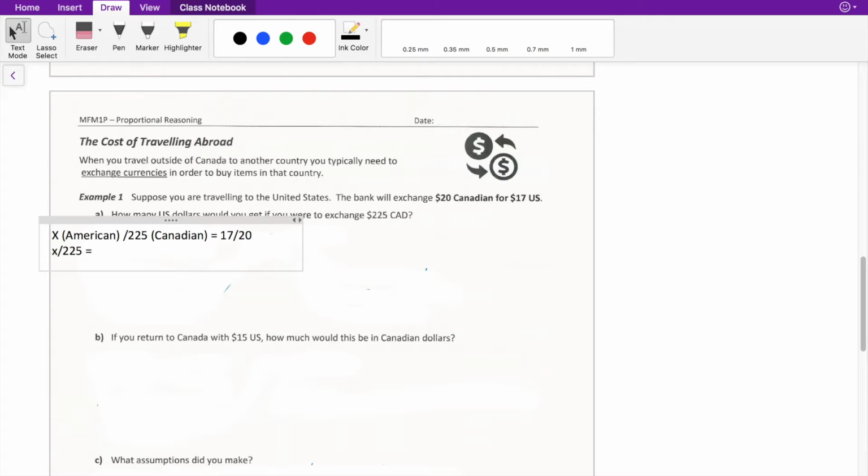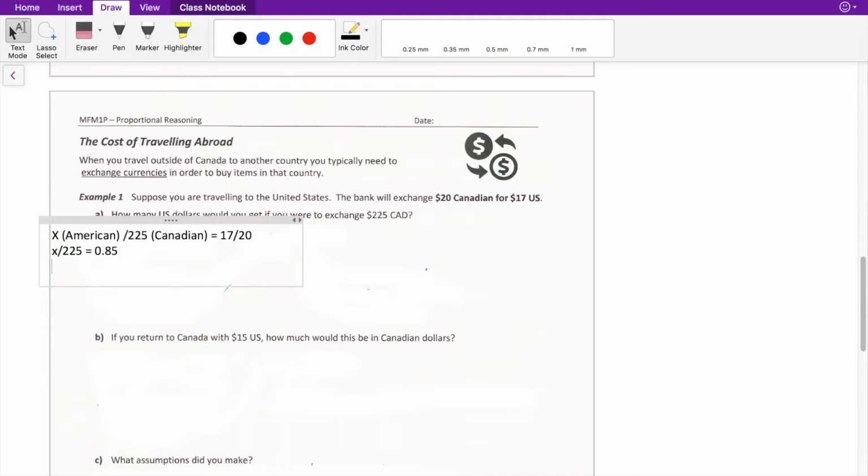Equals, I need my calculator. Pause for 2 seconds. I can pull my calculator up on my other screen. $17 divided by 20 equals 0.85.